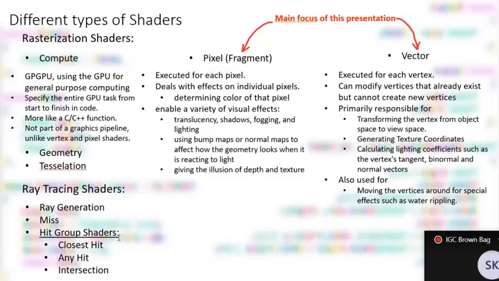Also in the rasterization shaders, we have geometry and tessellation shaders, but we're not going to talk about these today. Also, we have special shaders for ray tracing, such as the ray generation shader, a miss shader, and a group of hit shaders. There are three of them. First is the closest hit shader, then any hit shader, and intersection shader.